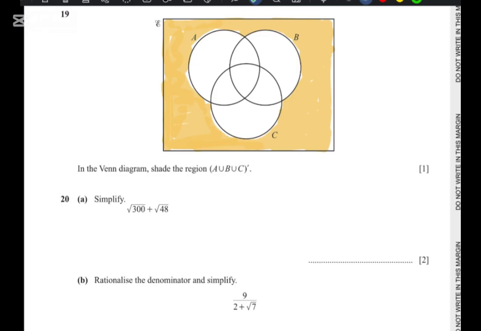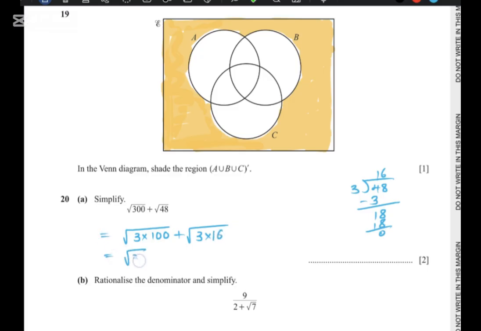Question number 20. Simplify root 300 plus root 48. So split these numbers inside the root. Write down root 3 into 100 here, plus root 48 can be written as 3 into 16, since 3 ones are 3, 3 sixes are 18, so it is 16.